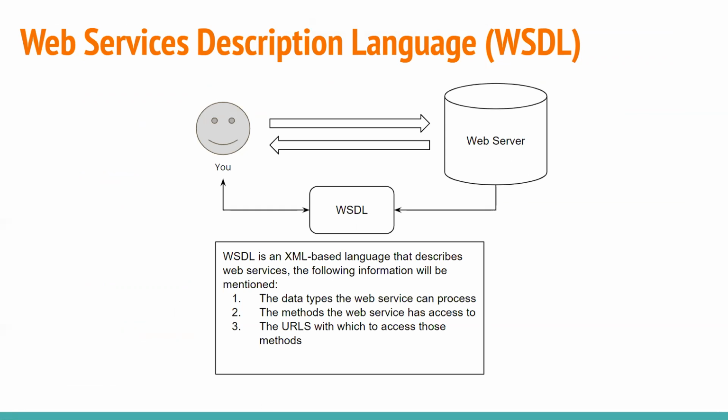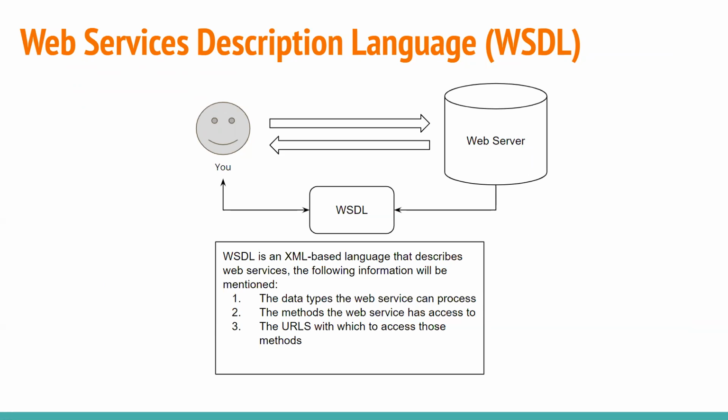So it's an XML-based language that describes web services, and the following would be mentioned in the WSDL of a web service, as you just saw. The data types that the web service can process, so like what it expects. Both of our web services expect integers, but you can imagine web services that expect strings, because any standard C# method can be turned into a web service. The methods that the web service has access to. So for example, our web service has access to two methods. They are factorial and power 2.